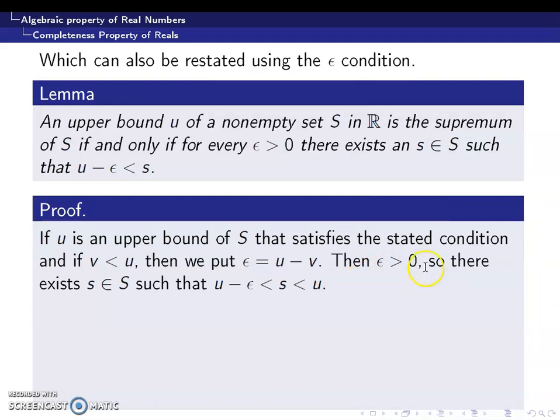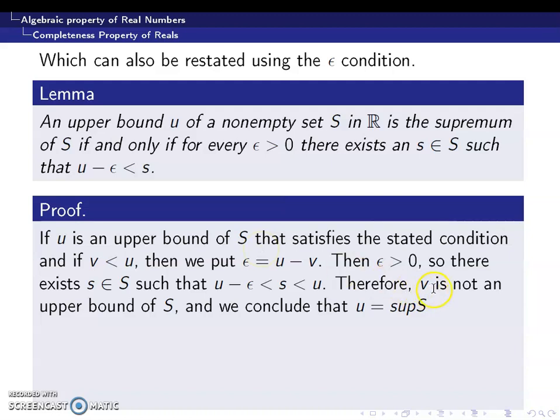Then epsilon is positive and U minus epsilon is clearly V, if you move this epsilon onto this side and V onto this side. So in between U minus epsilon and U, there is always an S by the condition. So V cannot be an upper bound of the set.